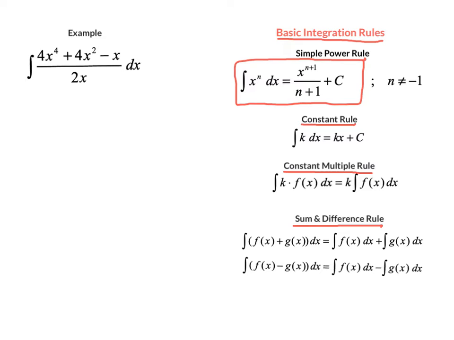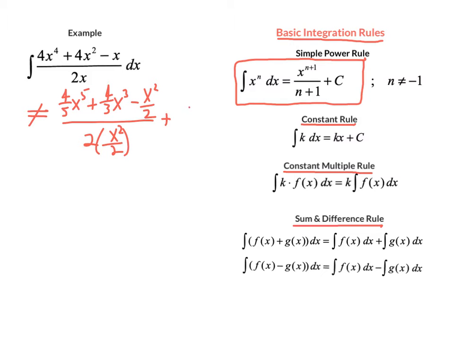The one thing we cannot do here, what is definitely very, very wrong, is to attempt to integrate the numerator and denominator separately. So if I would say 4/5 x to the 5th plus 4/3 x to the 3rd minus x squared over 2, divided by 2 times x squared over 2, and then figure I better put my plus c on there, or we'll be in trouble. I'm not following the sum and difference rule, because when I have a fraction, the numerator is a factor and the denominator is a factor. So this is very, very wrong. Should never do that. And so we're going to get rid of that and figure out what to do.